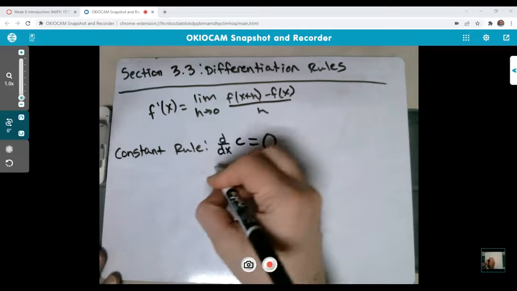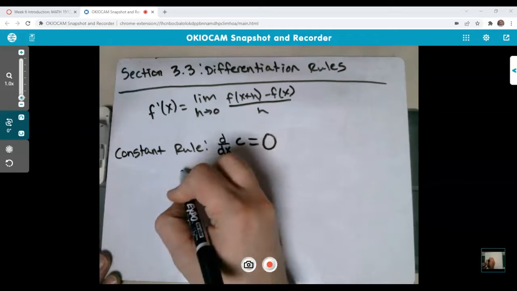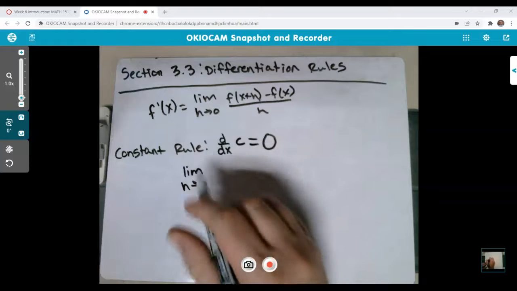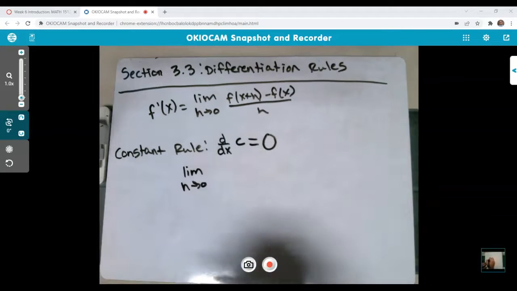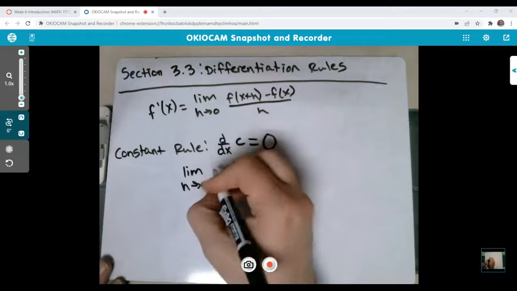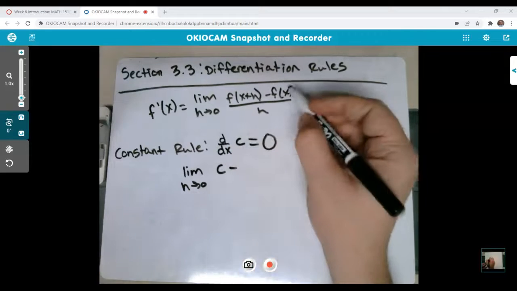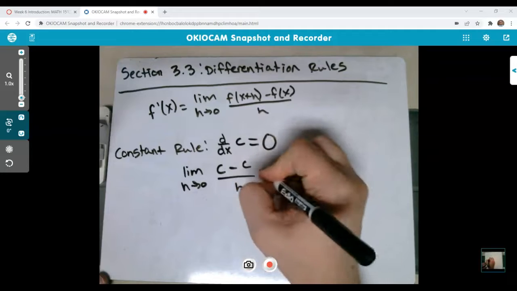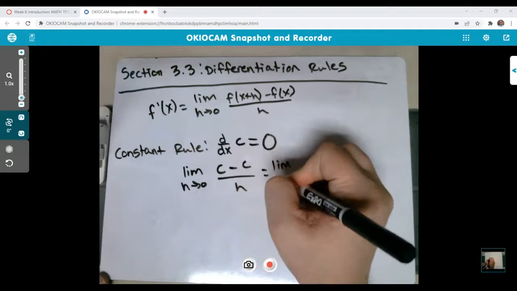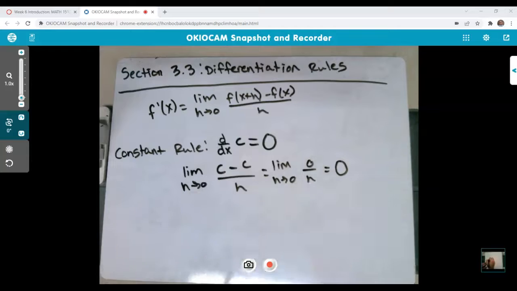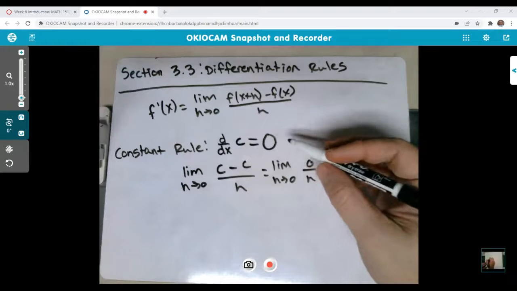Another way to do that, if I was finding it the long way, would be if I plugged in x plus h, it's just a constant. So it's still just c minus f of x, also c, over h. Well, look what happens there. That's the limit as h goes to 0 of 0 over h, which is 0. So that's why I get that.